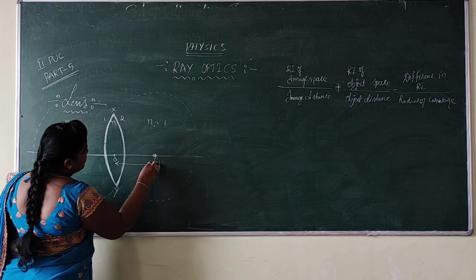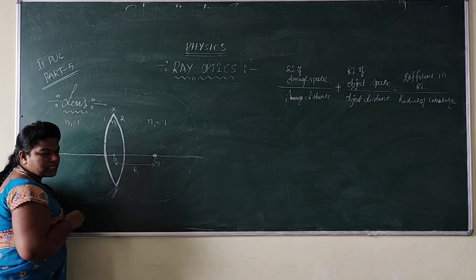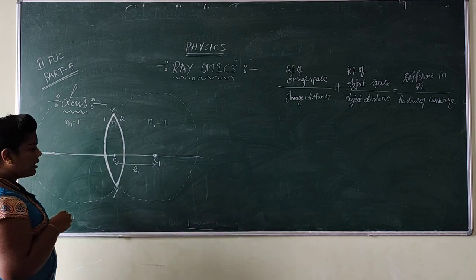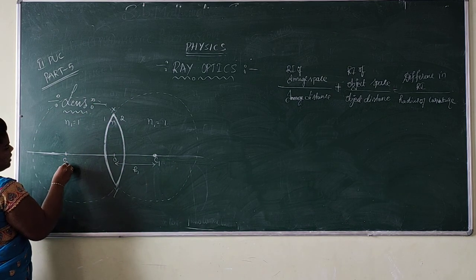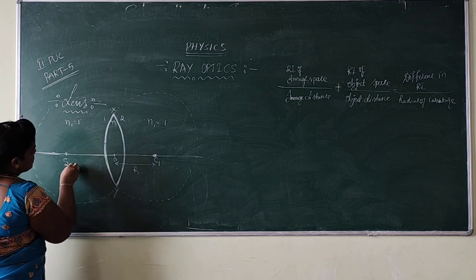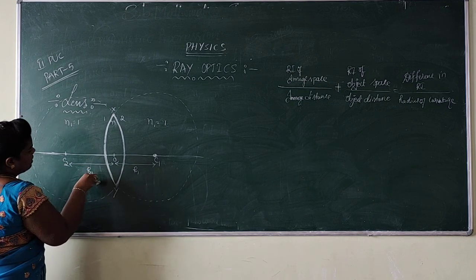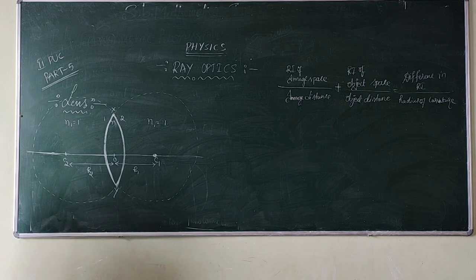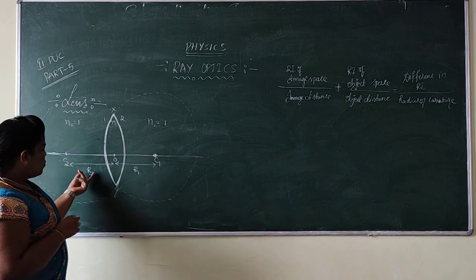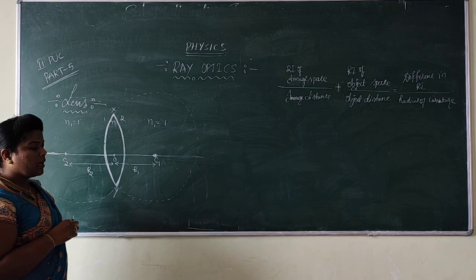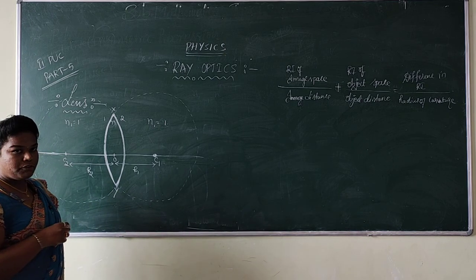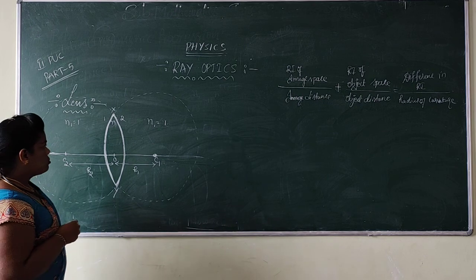The distance between the optic center and C1 is called the radius of curvature, represented as R1. Similarly, for the second surface, this is the center of curvature, represented as C2. The distance between the optic center and C2 is called the radius of curvature, represented as R2. For the lens we have two surfaces, so we have two radii of curvature and two centers of curvature. We can even see two principal foci and two focal lengths also.